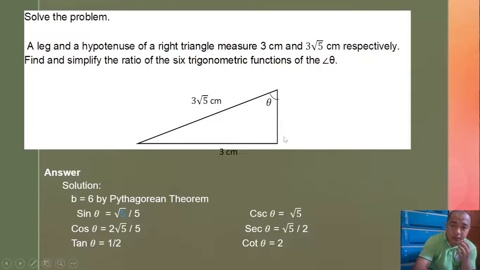So, if this is 6, sine theta is opposite side over hypotenuse. 3 over 3 square root of 5. Then you rationalize that. Square root of 5 over 5. Cosine theta is 6 over 3 square root of 5. 2 square root of 5 over 5. Tama? Rationalize. Then, tangent theta is opposite side over adjacent. 3 over 6, so 1 half. Cosecant theta, square root of 5, the reciprocal. Secant theta, the reciprocal of cosine theta, square root of 5 over 2. Cotangent theta is 2, the reciprocal of 1 half.